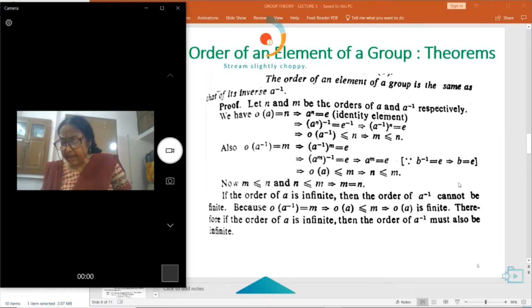So we can say that m is less than or equal to n. Also, the order of A inverse is m. So (A inverse) to the power m is equal to E. Now taking the multiplication, (A^m) whole to the power minus 1 is equal to E. So A^m is equal to E.